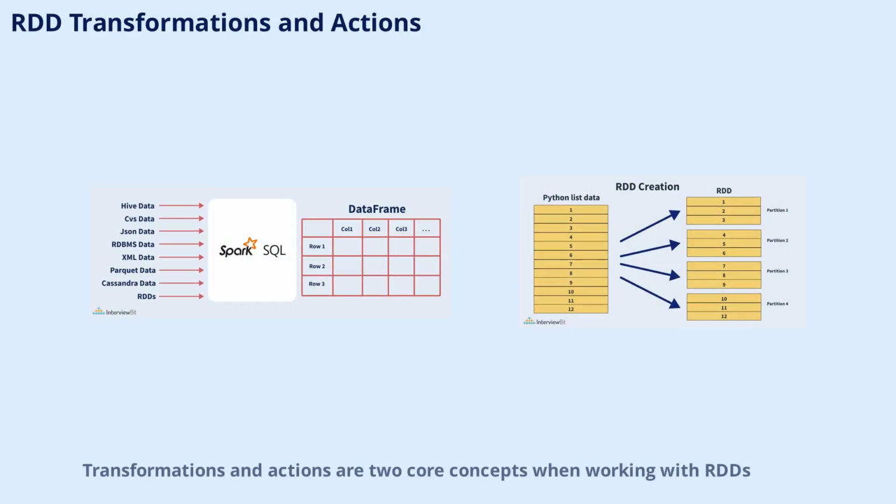Transformations and actions are two core concepts when working with RDDs. Transformations, such as map or filter, create new RDDs from existing ones without immediately executing them. Actions, like count or collect, trigger the actual computation and return results to the driver. This lazy evaluation model allows Spark to optimize execution plans and improve performance. By chaining transformations and executing actions only when needed, you can efficiently process large datasets.